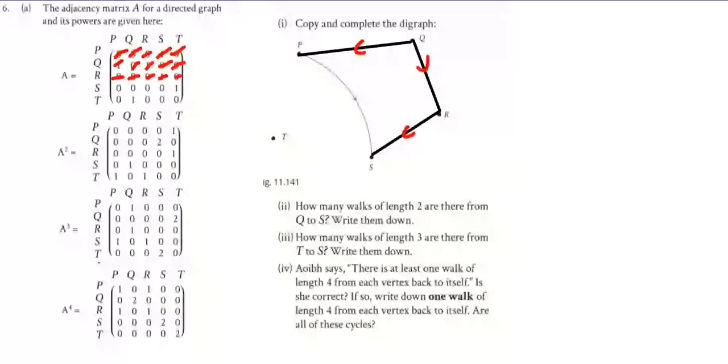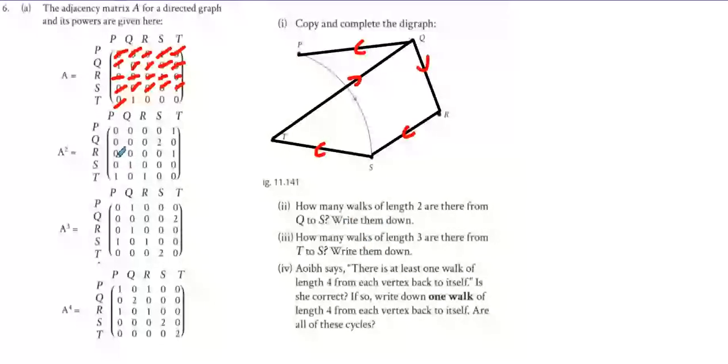S to T, this way. And then T goes to Q. Is it just T to Q? Anybody get that as their diagram for it? It's question 6, isn't it? Yeah, I got the same answer. We're all good. Okay. Now, how many walks of length 2 are there from Q to S?